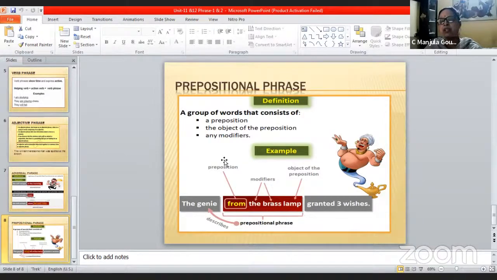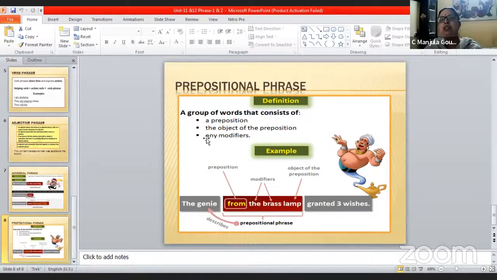Let's say I speak about the book. I'm speaking about the position of the book. The book is on the table. The ball is under the bench, or the dog is sitting inside the basket. So the words on and in, these are all prepositions. Now let us speak about the prepositional phrase over here. A group of words that consist of a preposition, the object of the preposition, and any modifiers.